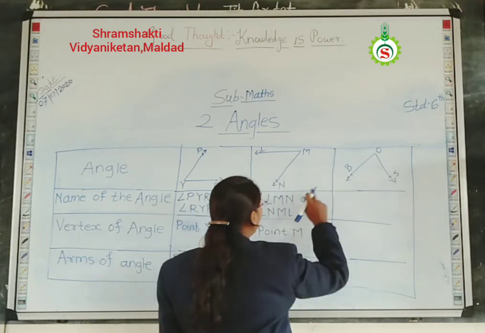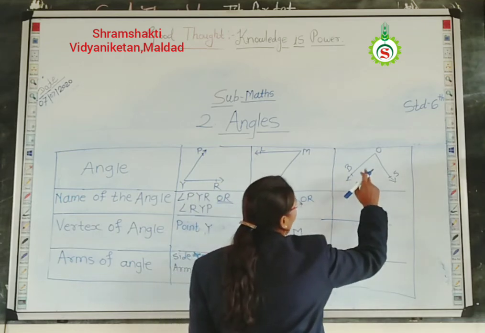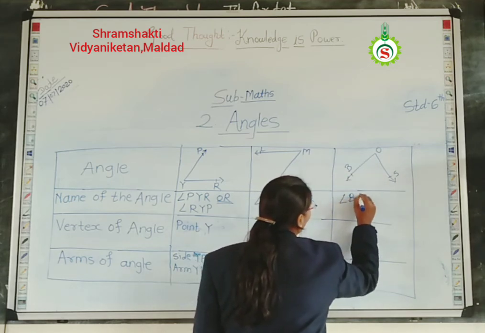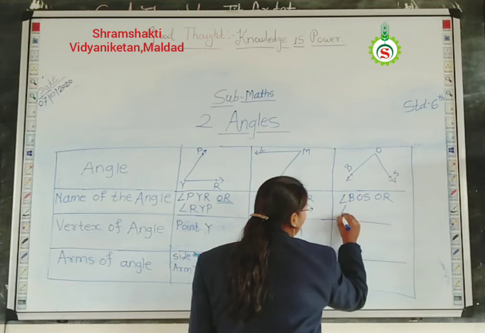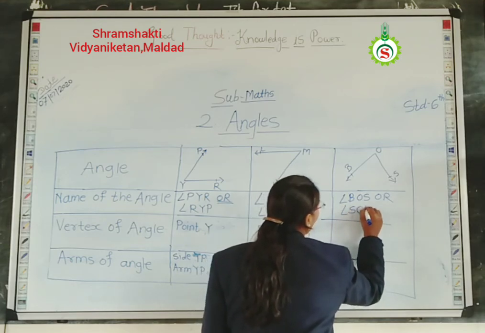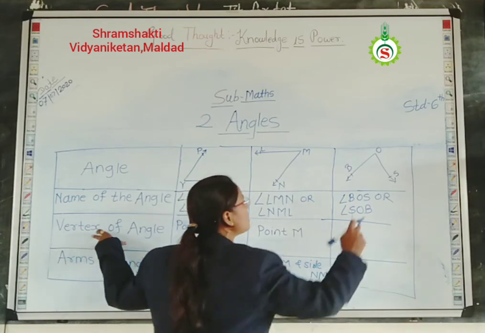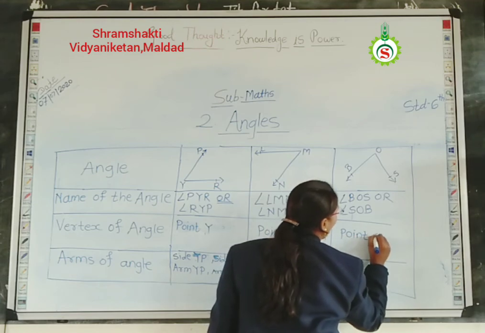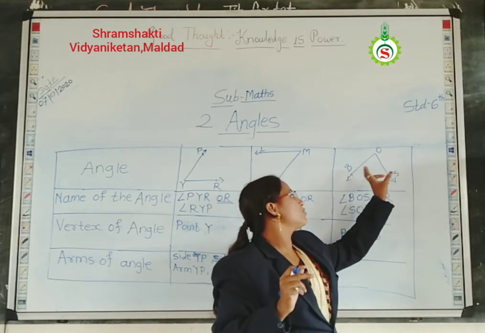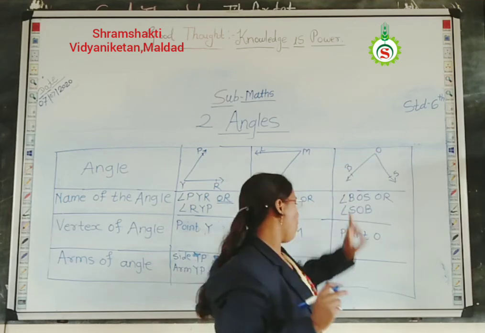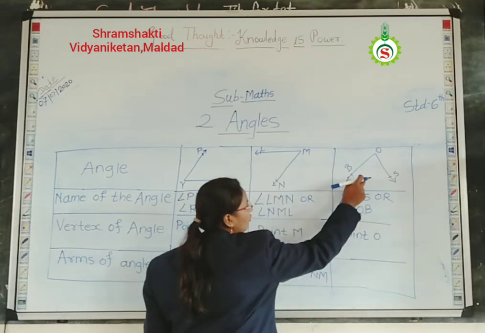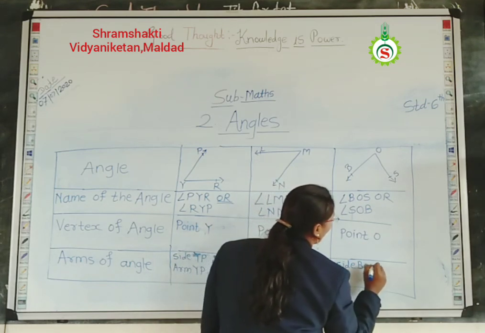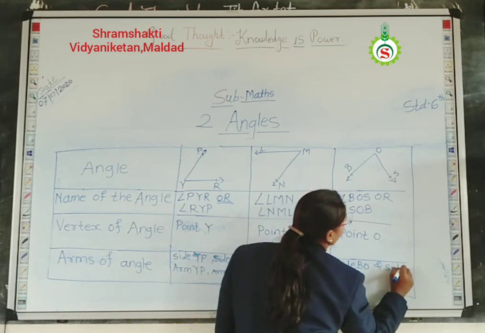Next, what is the name of this angle? Angle BOS or angle SOB. Now, what is the vertex for this angle? Yes, the vertex is point O, because these two sides are joined at point O. And the arms of this angle are side BO and side SO.